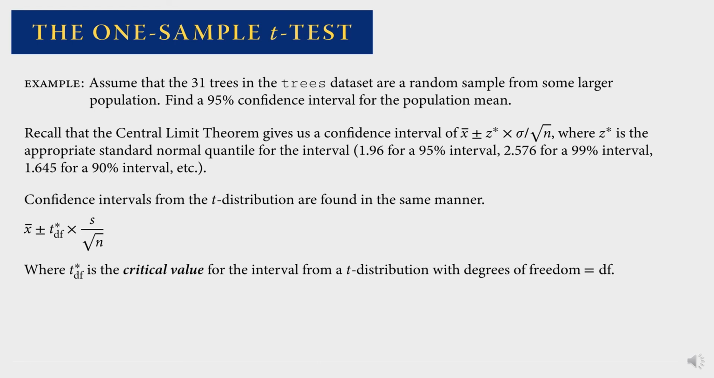The confidence interval for a t-distribution is found just the same way as with the standard normal distribution. It's an inversion of a two-sided hypothesis test. And it corresponds to a two-sided test in that if your hypothesized mu is in the interval, you fail to reject the null hypothesis. If mu is not in the interval, you reject the null hypothesis.